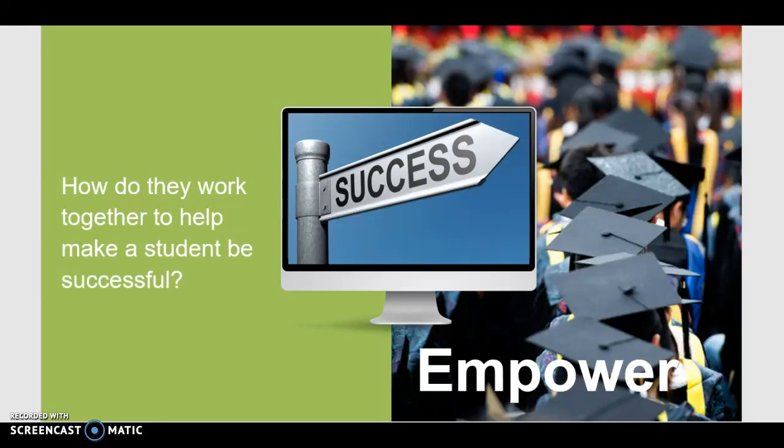How do they work together to help make a student successful? Nowadays, students use 21st century skills in order to express their learning in authentic ways, which leads them to be successful inside and outside of the classroom.